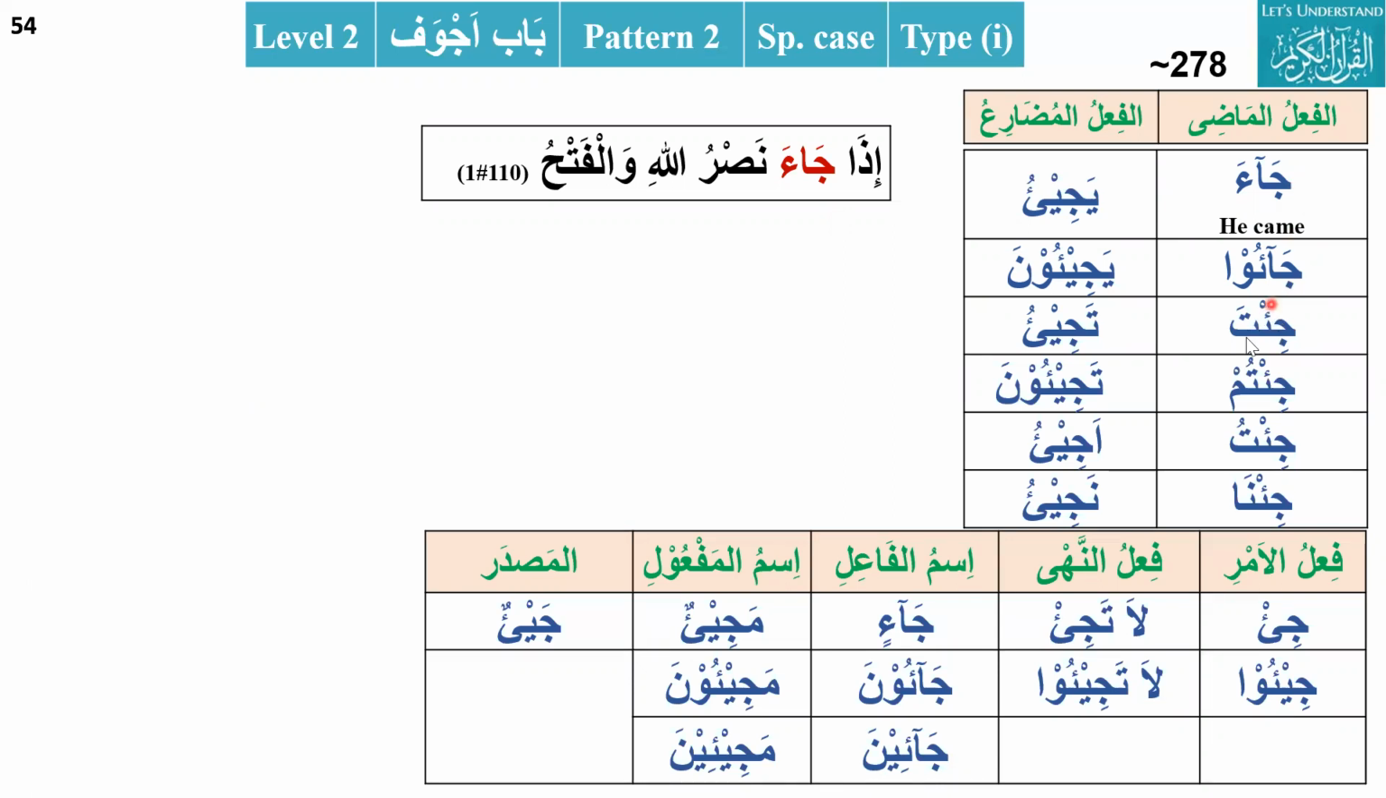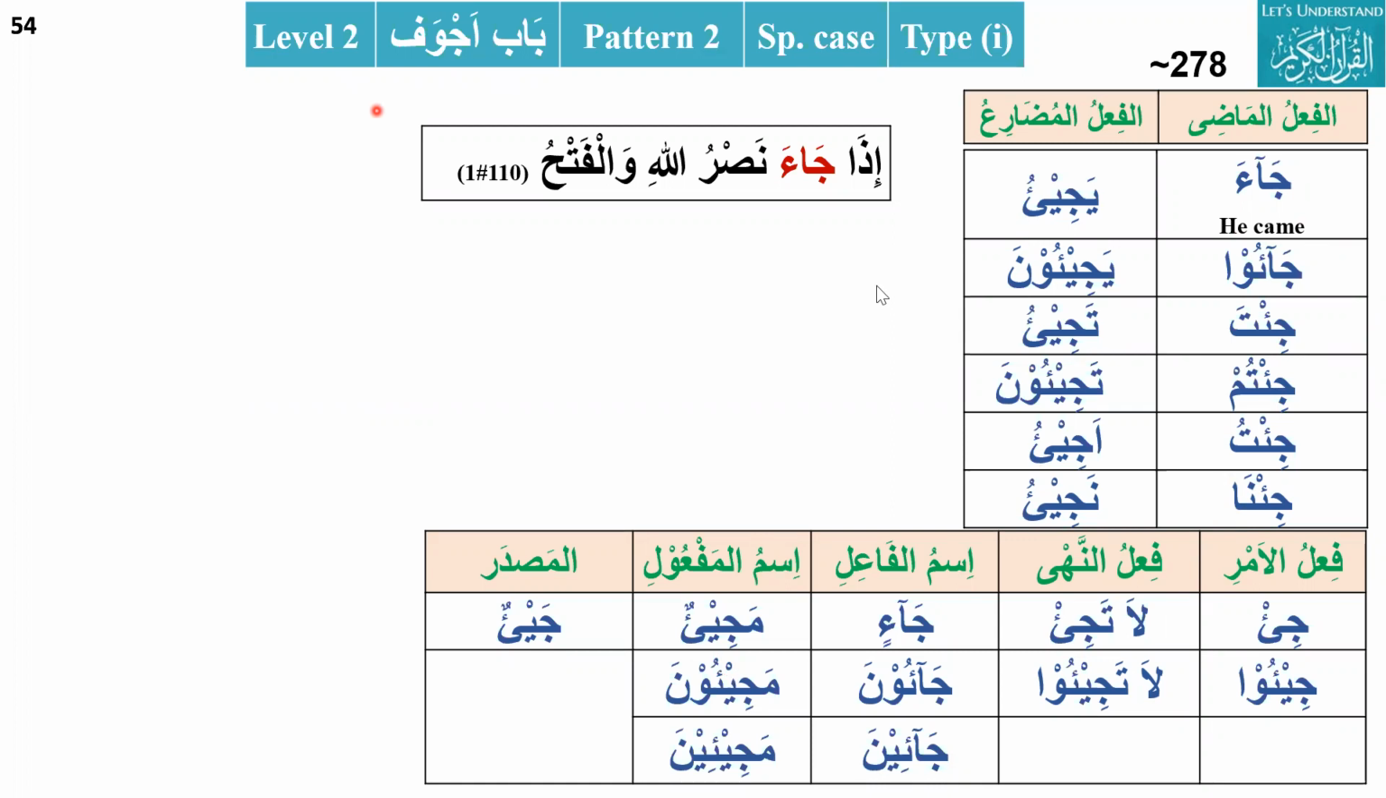Ja'a, ja'u, jitta, jittum, jittu, jitna, yaji'u, yaji'una, taji'u, taji'una, aji'u, naji'u, ji', la taji', ja'in, majiun. Ja'a means he came. Yaji'u, he comes or he will come. Aji'u, I come or I will come. Naji'u, we come or we will come. Jita, you came. Jitu, I came. Jina, we came. Ja'in, the one who comes.